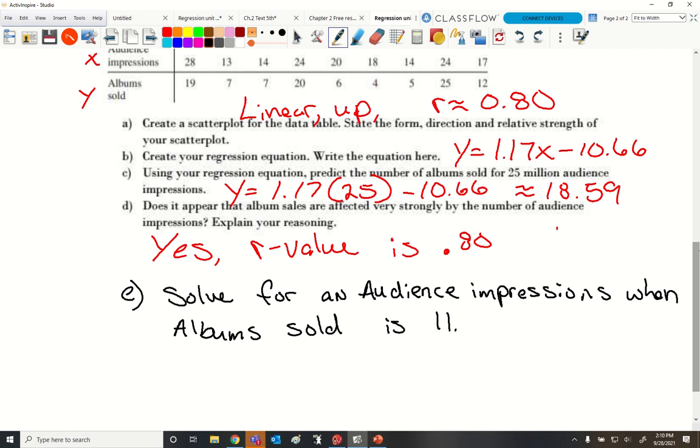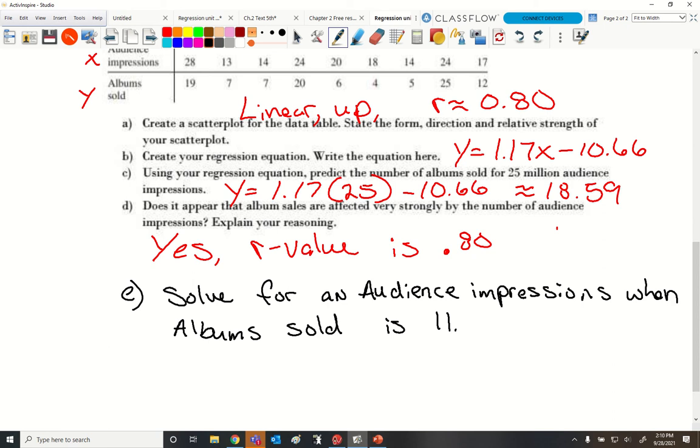Now, let's see right here. We're solving for audience impressions. So that means I'm solving for the X value this time. And it says when album sold is 11. So now in this case right here, I have the Y value being 11, don't I? The Y value is 11. So let's go through and solve for that.